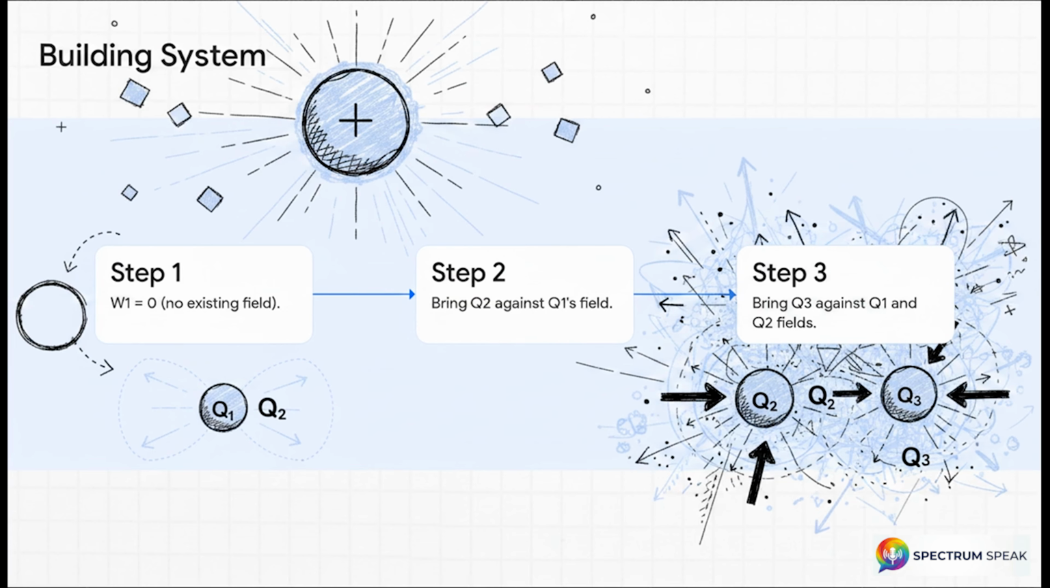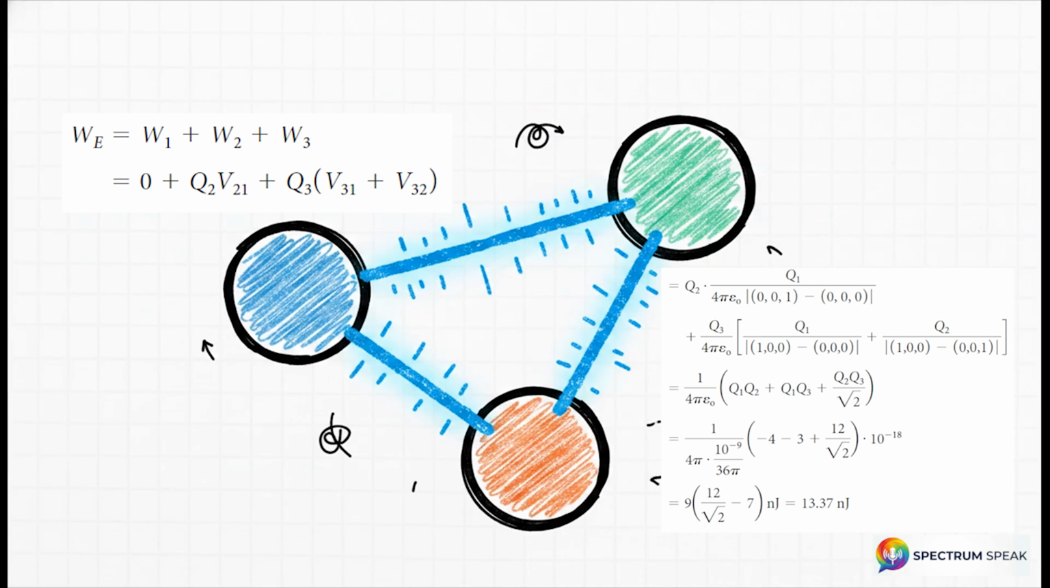And finally, step 3, we bring in Q3. Now we're doing work against the established field of both Q1 and Q2. I love this because it brilliantly illustrates how the math directly mimics physical reality. Check out this expanded equation. The total work is 0 for that first charge, plus Q2 multiplied by V21, which is just the potential at position 2 caused by charge 1. Then we add Q3 multiplied by the sum of V31 and V32, and those are the potentials at position 3 caused by charges 1 and 2 respectively.